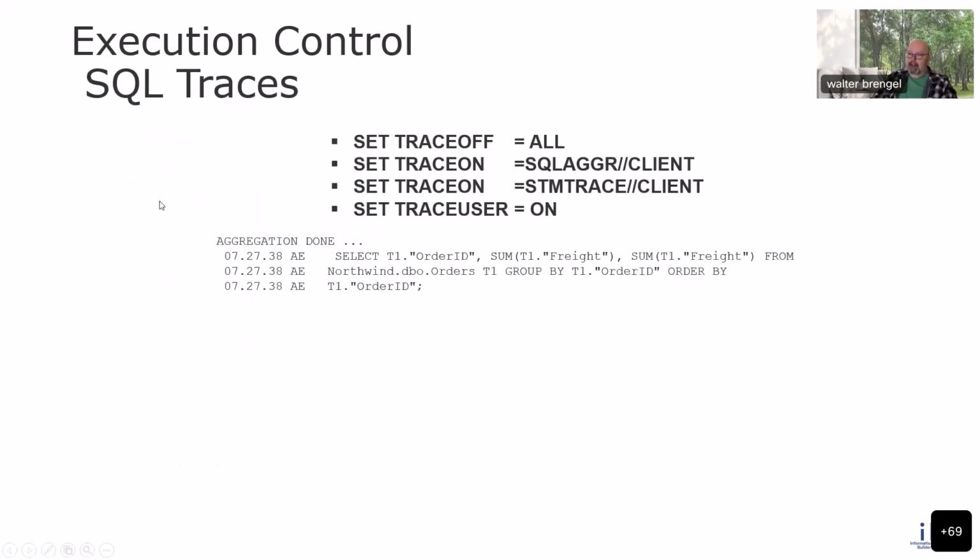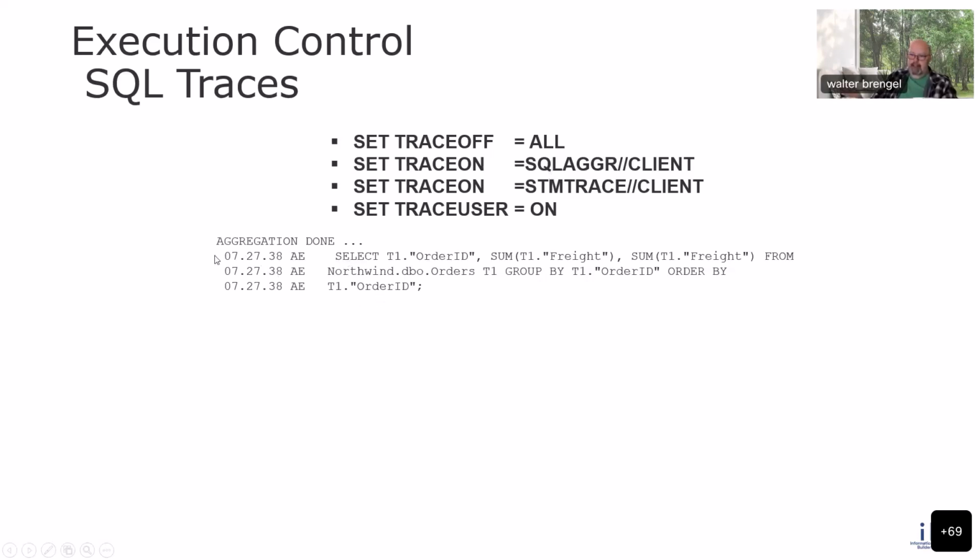So to turn them on, set trace on equals all, or set trace off equals all, because we set default traces to start with. So you just want to turn them all off, and then set trace on the SQL AGGR. The / client says I want it to go to the view source. Do the same for STM trace, and then we do a set trace user equals on. In this case, I get a message aggregation done. That came from the SQL AGGR, and then I have this select statement.